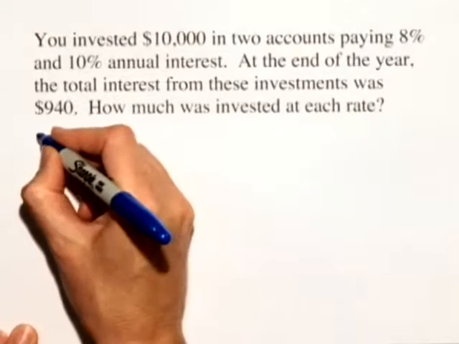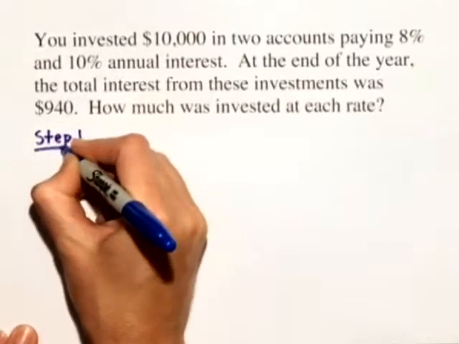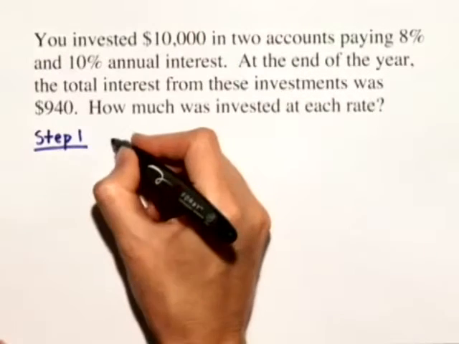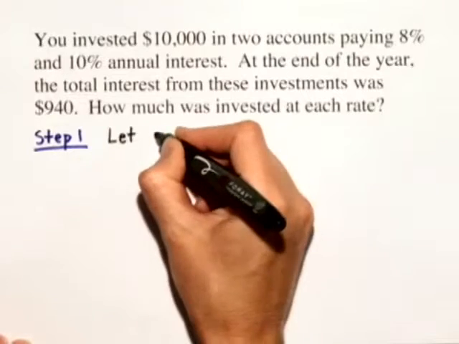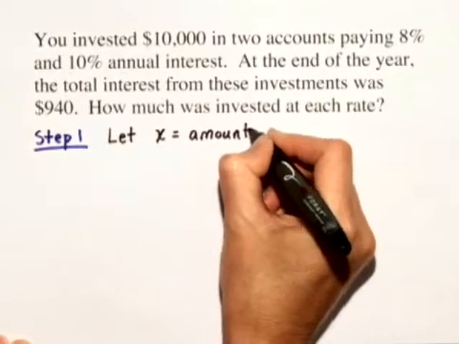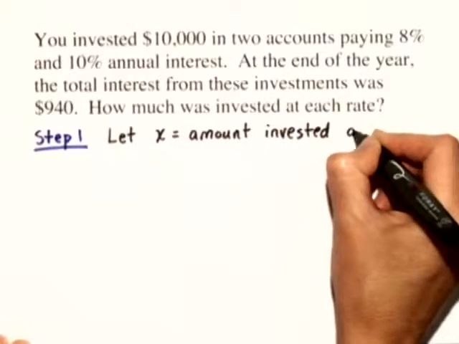Well, in step 1, we need to start and let X equal some unknown quantity. Now, it really doesn't matter whether we let X equal the amount invested at 8% or the amount invested at 10%. So let's just say we'll let X equal the amount invested at 8%.